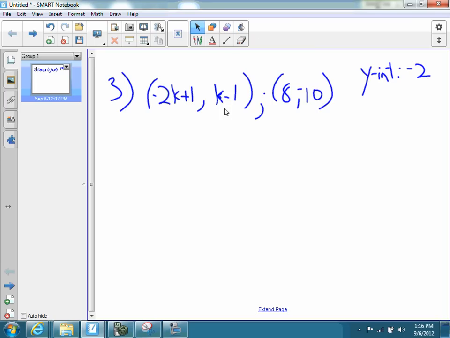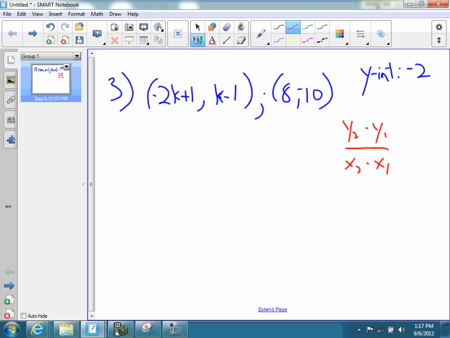So, let's go to the magic bowl of probability. Jen, how do I find the slope? You have to do the formula, which is y2 minus y1 over x2 minus x1.